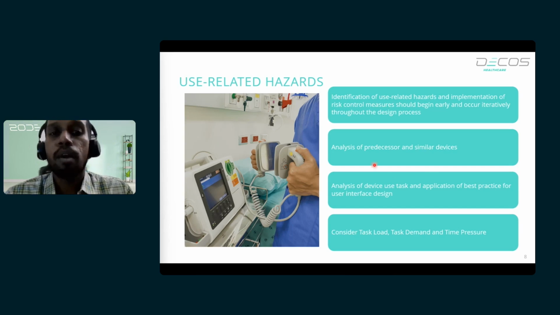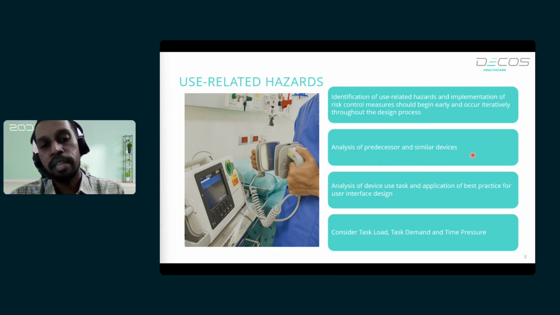The first process of identifying the user error will be analysis of predecessors and similar devices. Suppose I'm going to create a generation 3 device, and generation 1 and generation 2 devices are already in the market. I'll have some idea of how these earlier generations are performing in the market, right? So I'm going to create an updated version of the device. I'll take into consideration the earlier versions, how they are performing, what users are associated with the device, and I'll get information on what difficulties the device creates whenever it is put into use. This will be one major input taken into consideration during the device design.